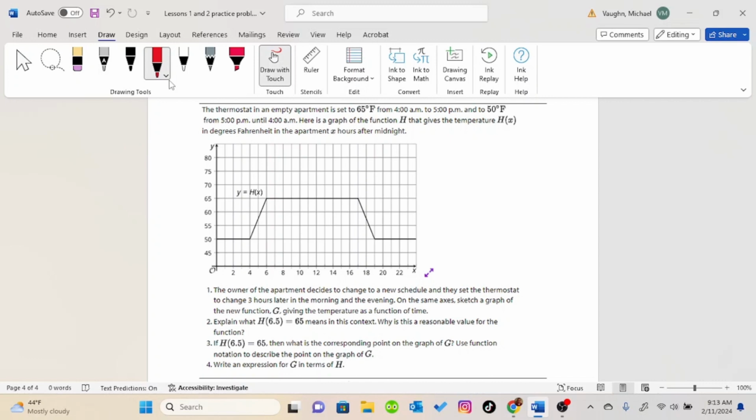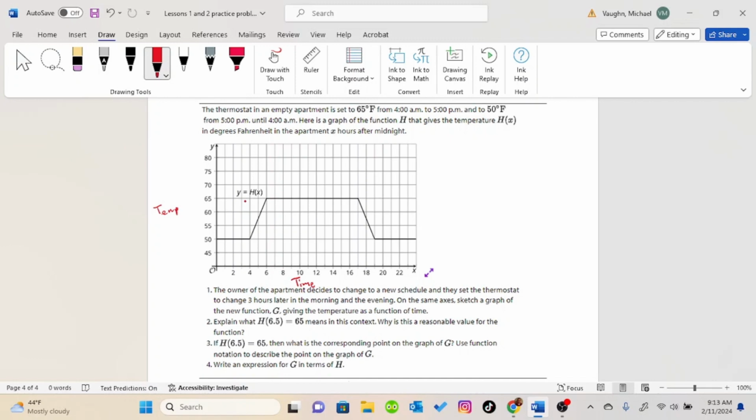The owner of the apartment decides to change to a new schedule, and they set the thermostat to change 3 hours later in the morning and the evening. On the same axis, sketch a graph of the new function g giving the temperature as a function of time. So, in this example, time is our x value and temperature is the y value.